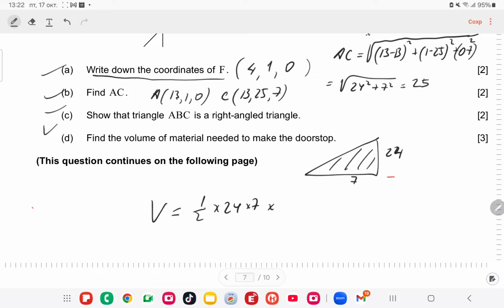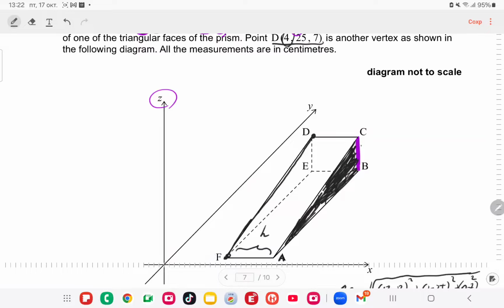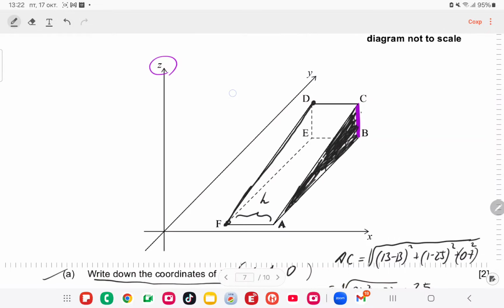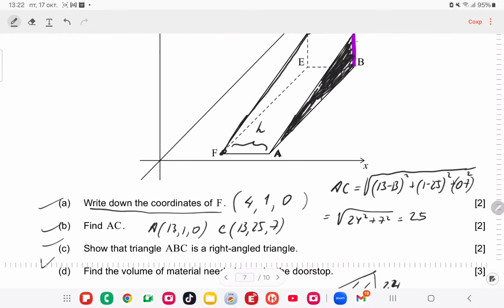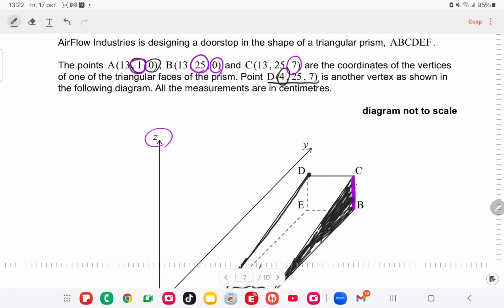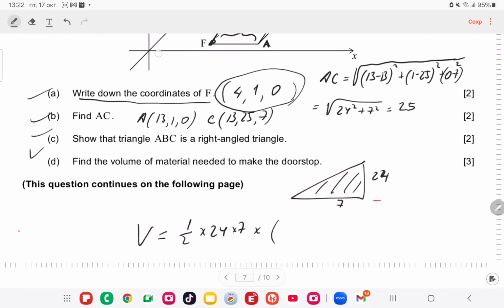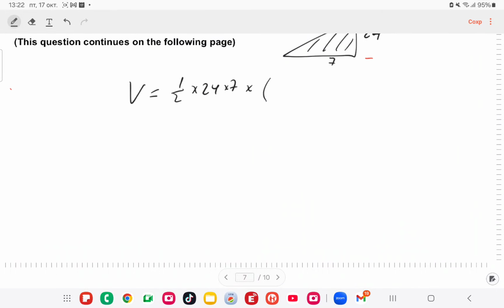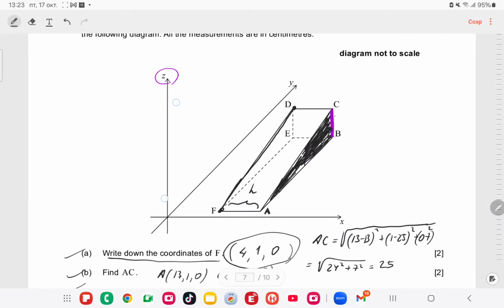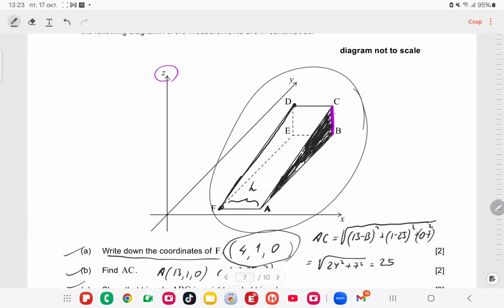And the height is what? The height is the difference of the x-coordinates of points F and A. So F has coordinates (4, 1, 0) and A is (13, 1, 0). So 13 minus 4. And after simplification calculations, you will have the answer of 756. So this is the volume of this big prism.